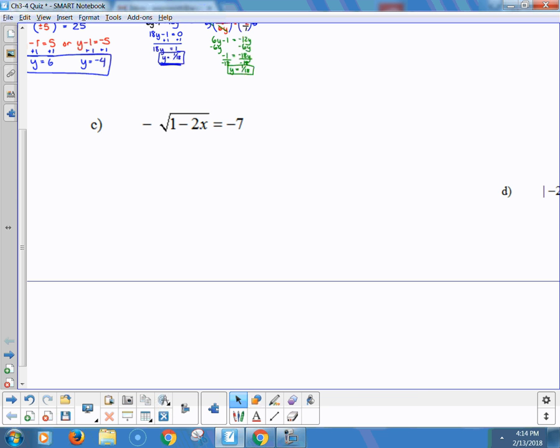Again, I saw multiple ways to go about solving this problem, and so I'm going to show you a couple of things that I saw. Here's the very first thing I saw. I saw people wanting to square both sides of -1 minus 2x equals -7. And that's a fine thing to do.